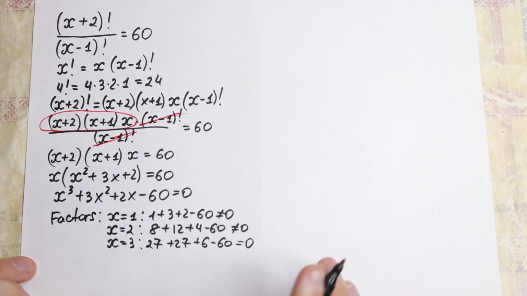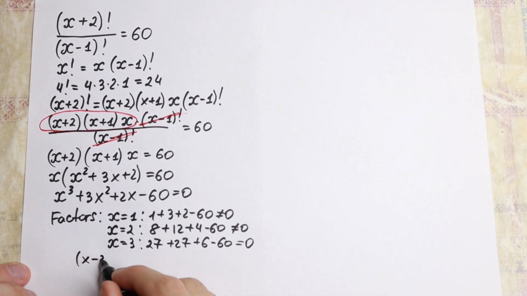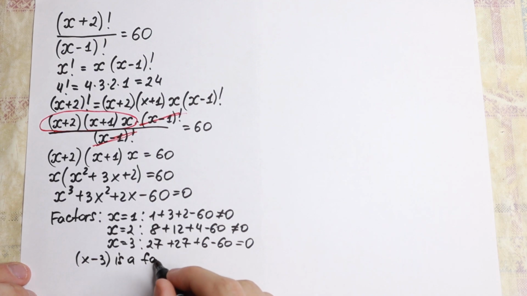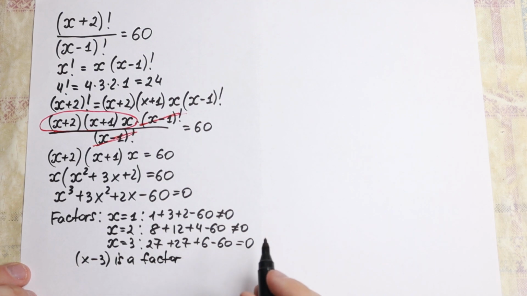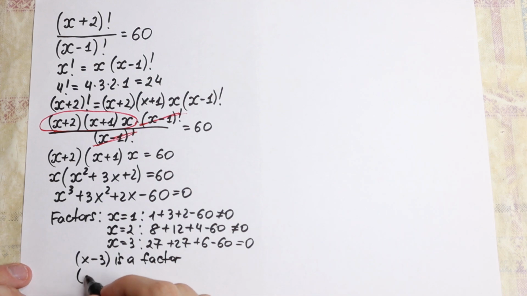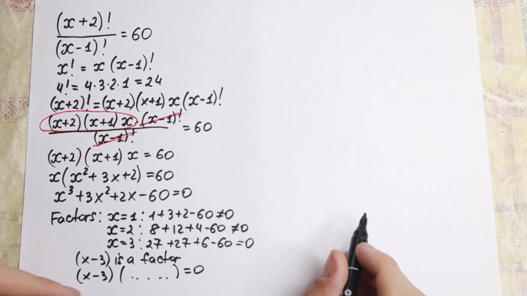So as you can see, we found one of our factors. So x minus 3 is a factor. So we can write it as x minus 3, and we need to find another parenthesis. This parenthesis we are going to find right now. So we need to find this second parenthesis. How can we find this parenthesis?